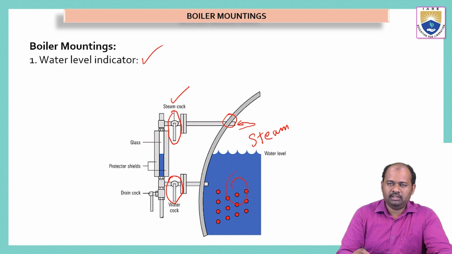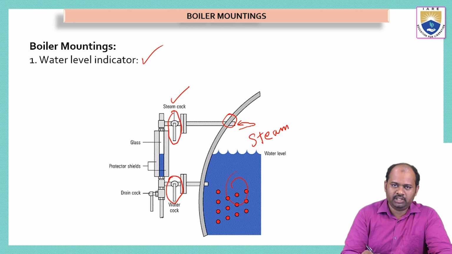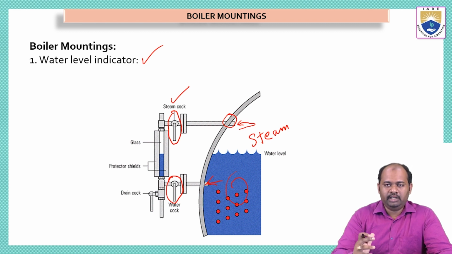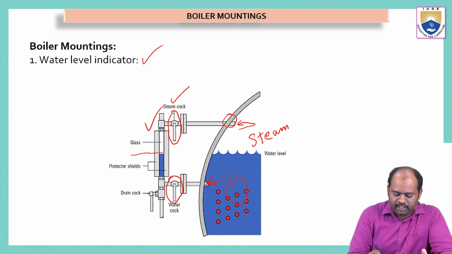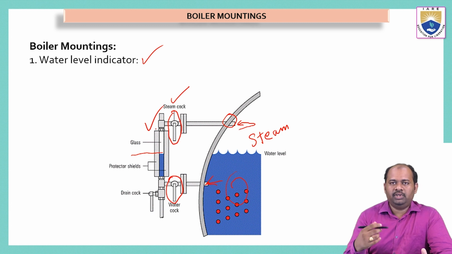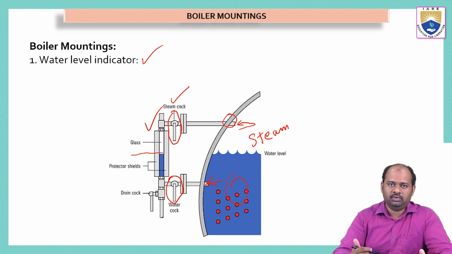This is steam. Steam will be entering into this pipe, and water will be entering through this lower pipe. So we can directly estimate how much water or how much steam is present inside this attachment, the glass tube. Up to this level, the blue color indicates the water level, up to here water is there, and the remaining is all steam. So from this we can directly understand how much steam is present inside the tank also. Not only the water level, it will also indicate the steam level.